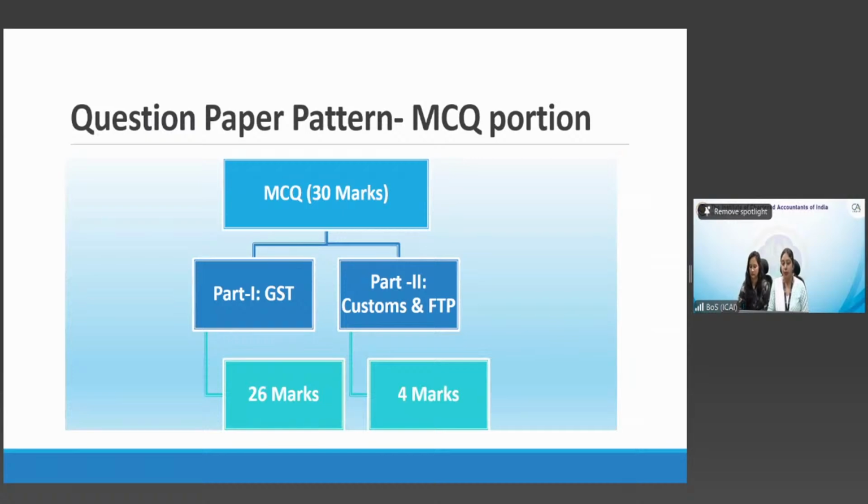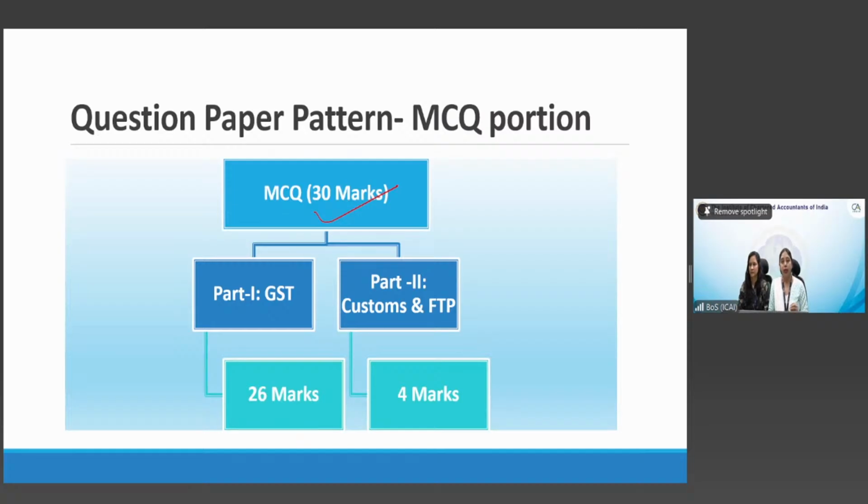Now, this is the question paper pattern. The MCQ portion is 30 marks, where case scenarios will be provided to you. 2 to 3 case scenarios will be given to you. If 2 case scenarios are there, most probably they would have 6 questions, each carrying 2 marks. So all MCQs will carry 2 marks. All MCQs will be based on those case scenarios which will be there in the exam.